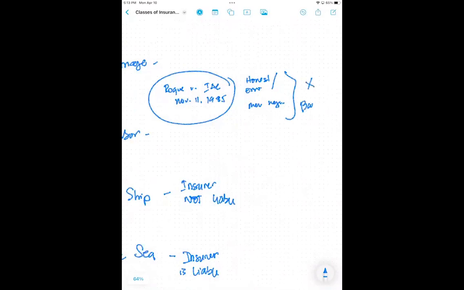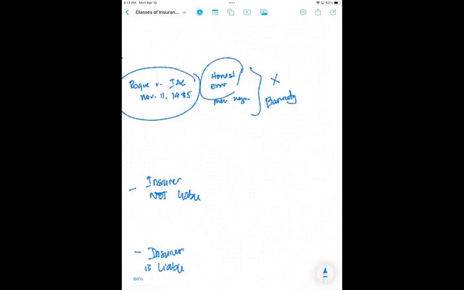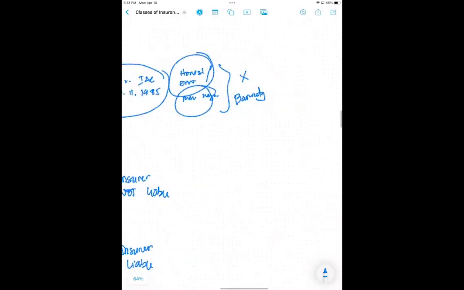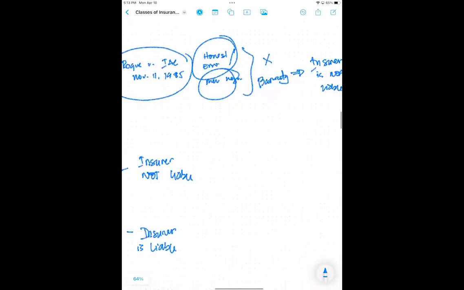Okay, at ano yung importansya ng pag sinabi nating mere error or an honest error or mere negligence of the captain, not barratry. Okay, so what is the effect? The effect is that the insurer is not liable. Okay, so that's the lesson there.